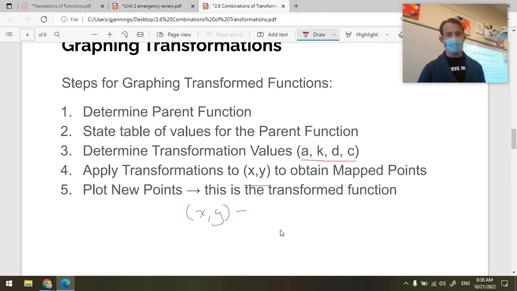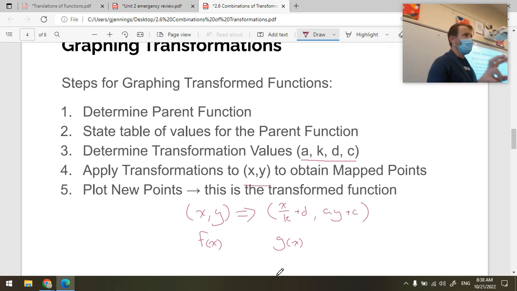But here, let me give you the ultimate recipe in my mind for working point by point. Know that x, y in the parent function, call it f of x, and g of x is the transformed function. x, y will map to x over k plus d, and a y plus c. And that will be how you map your x, y points to your transformed x, y points.